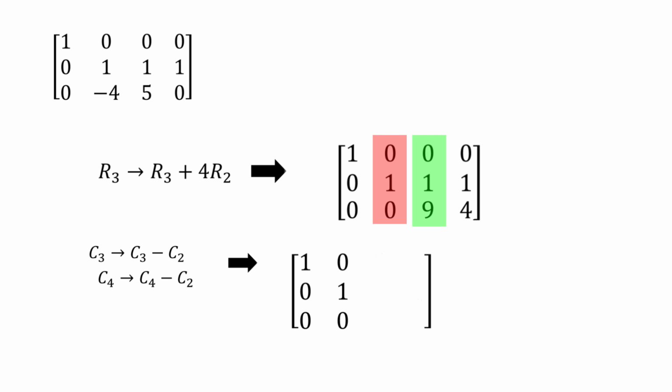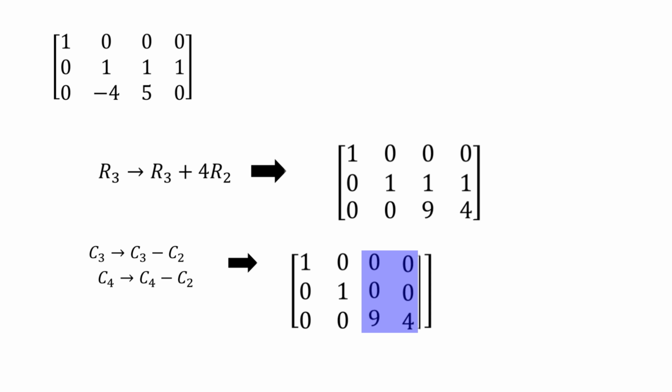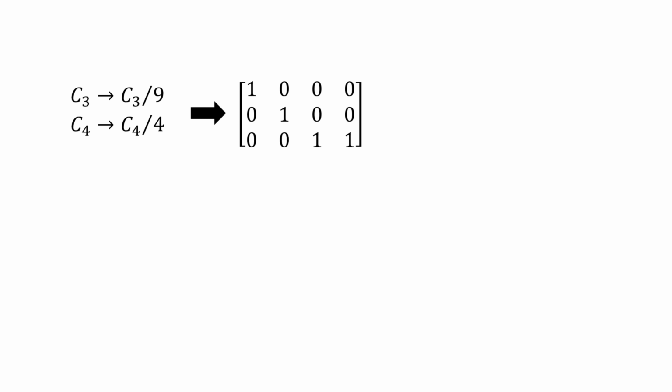For the third column, we'll get 0 minus 0, 1 minus 1, 9 minus 0. For the fourth column, 0 minus 0, 1 minus 1, 4 minus 0. Always, before we move on to the next step, we'll check if the matrix can be simplified. If you observe in column 3 and column 4, there is 9 and 4 common. So the operation will be dividing C3 by 9 and C4 by 4 to get more simplified matrix.